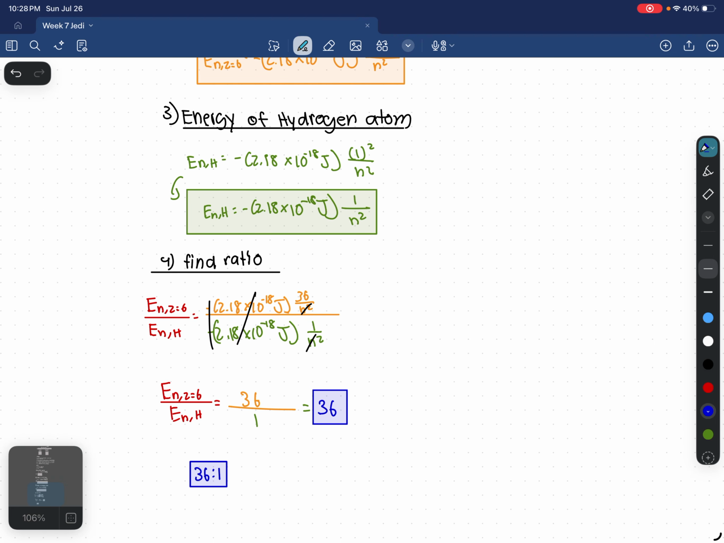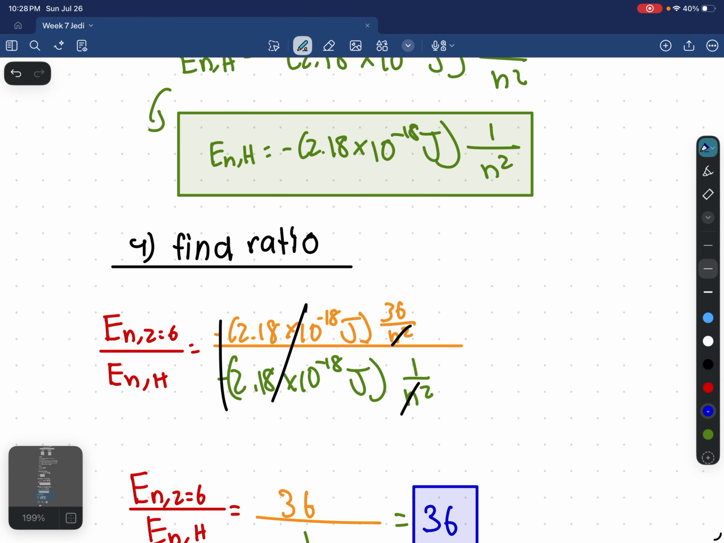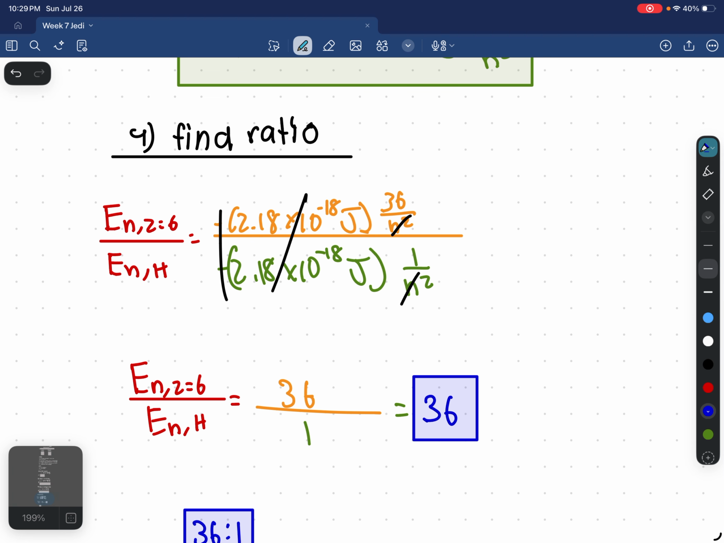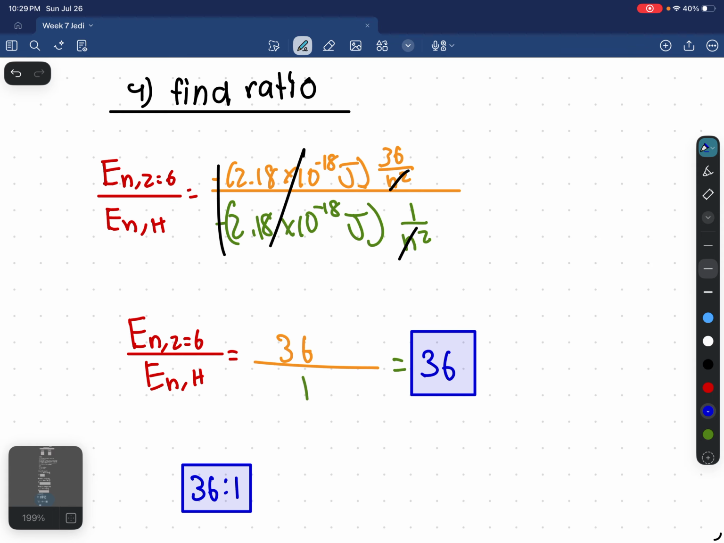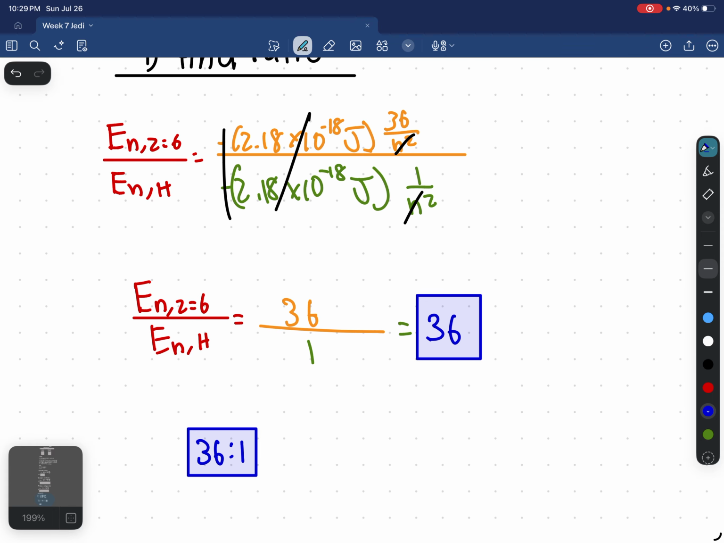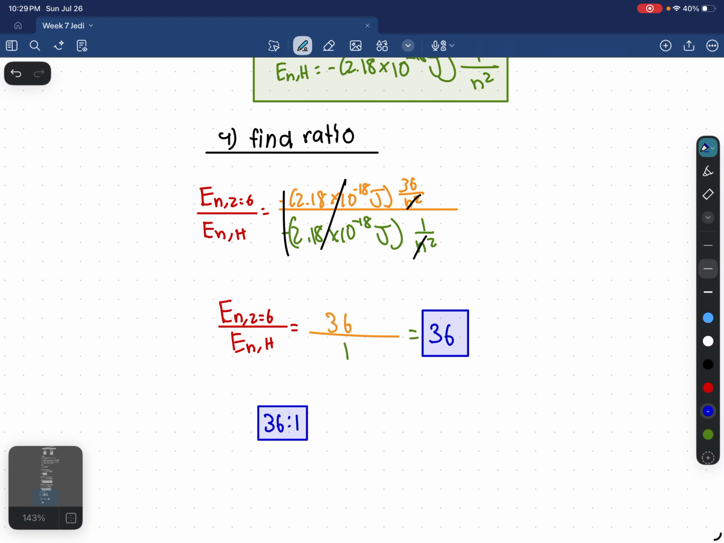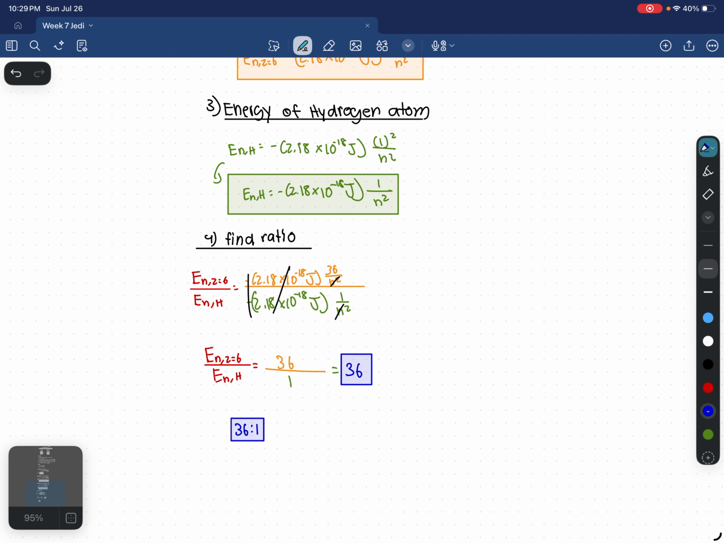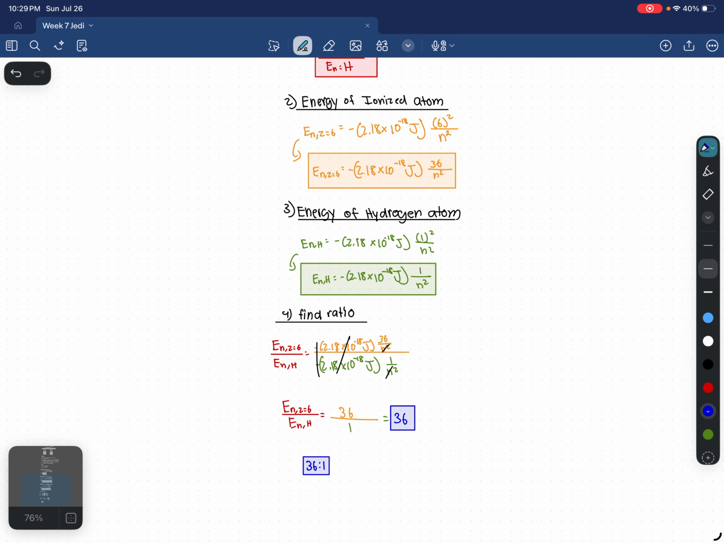Then we divided the ionized atom's energy by the hydrogen atom's energy, and we just canceled any common terms. Since both atoms were evaluated at the same exact ninth orbit, the quantum number n and the basic constant E_0, negative 2.18 times 10 to the negative 18th power joules, all just canceled out, leaving the ratio as simply 36 over 1, right? So it just yields 36, and so that is our answer, right? It's just 36.